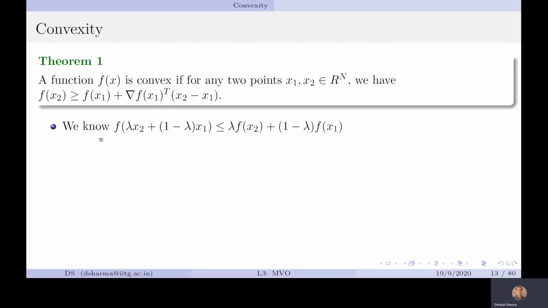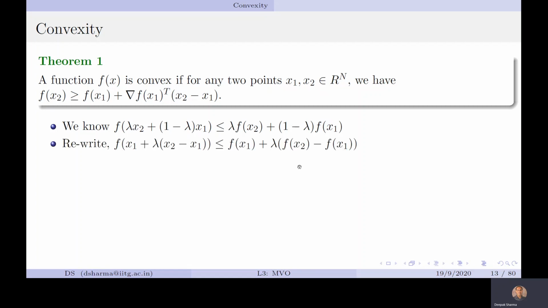How can we do it? This particular relation we know earlier, that is the relation for the convex function. I made a small change here. Instead of lambda x1, I have written lambda x2 plus 1 minus lambda times x1. So you can make out the difference with respect to the previous equation. But our relationship will always be true for any form. And then lambda times f of x2 plus 1 minus lambda times f of x1.